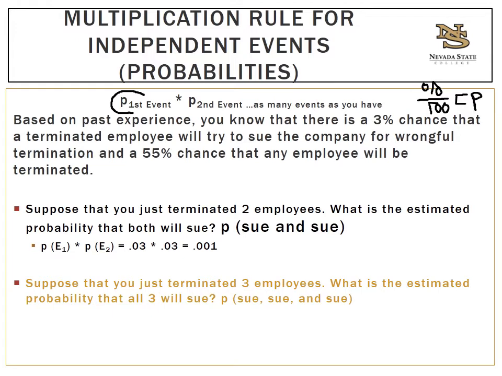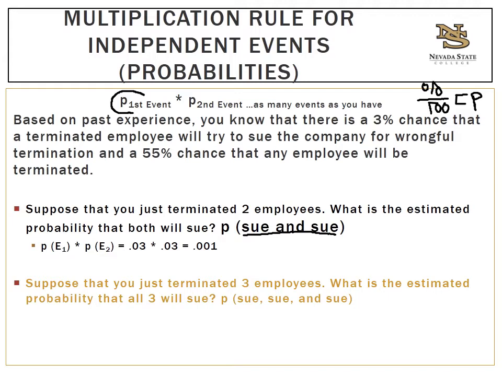So based on past experience, you know there's a 3% chance that a terminated employee will try to sue the company for wrongful termination. Or in other words, your past data suggests that 3% of terminated employees try to sue the company for wrongful termination. You also know, based on past data collected, that there's a 55% chance, or 55% of employees will be terminated. So if you just terminated 2 employees, you want to know the probability that both will sue. So you've got a sue and sue situation, right? Multiplication rule of independent events.